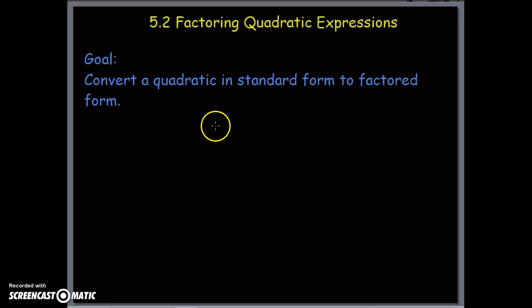Okay, today's lesson is 5.2, factoring quadratic expressions. So we've learned how to factor out a common factor from a binomial. Today we're going to learn how to factor a quadratic, or better yet, to convert a quadratic in standard form to factored form. So it's a little bit different way of factoring.